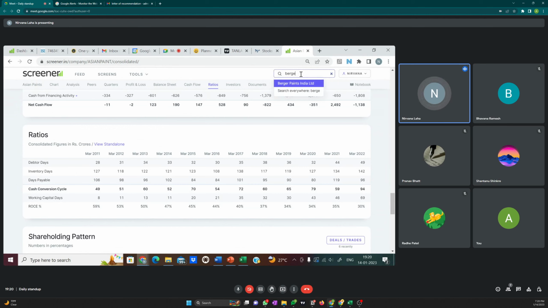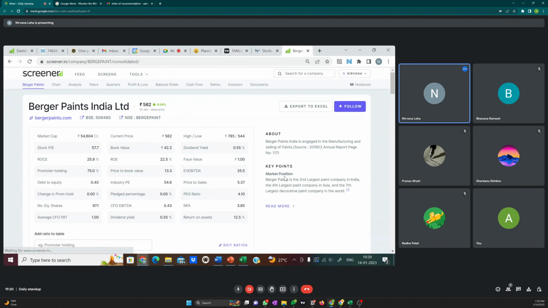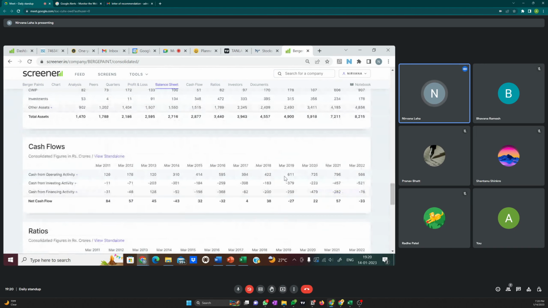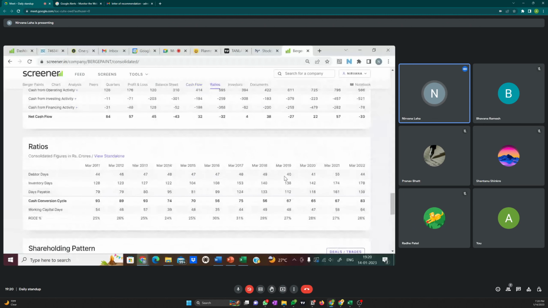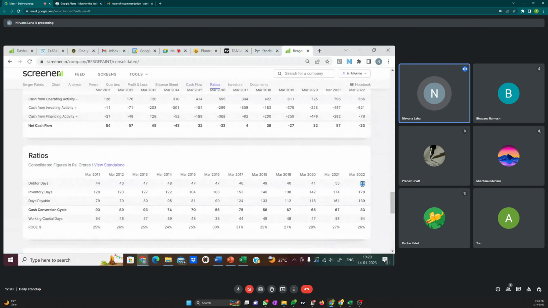Okay. Let's look at Berger. This is another company in the same business. So here, their debtor days are even less than Asian Paints. Their debtor days are 44, and the days payable is 139. So they are able to stretch their payments even more, but their inventory days are not as good as Asian Paints, right? So the stronger a company is, the better it is able to cut down on the cash conversion cycle, and the cash conversion cycle becomes a smaller number.